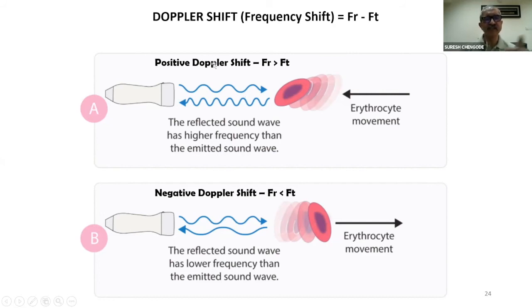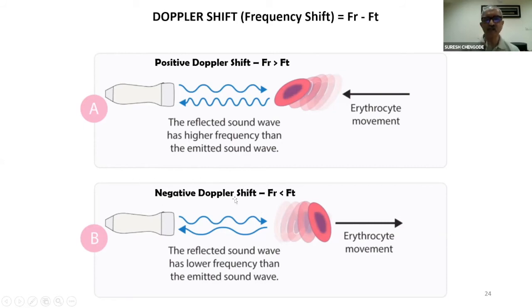Now, in this case, it's a positive Doppler shift, but you can see here, when the RBCs are moving away from the transducer, the transmitted ultrasound wave will have a higher frequency than the reflected ultrasound wave. So now when you subtract the transmitted ultrasound frequency from the reflected, you get a negative value. So it's a negative Doppler shift.